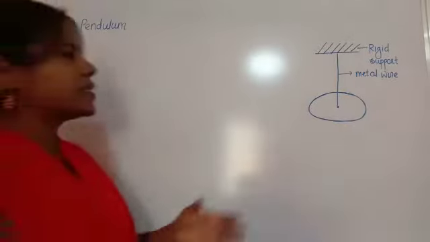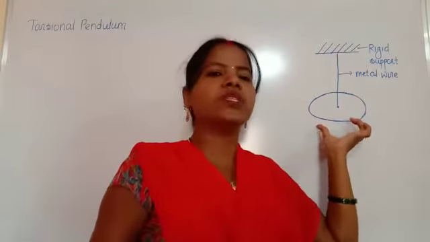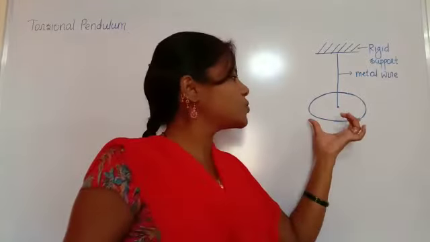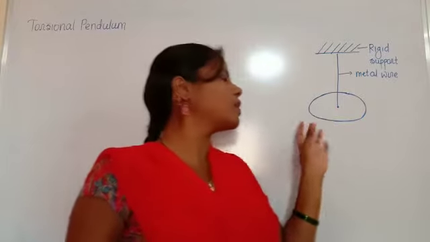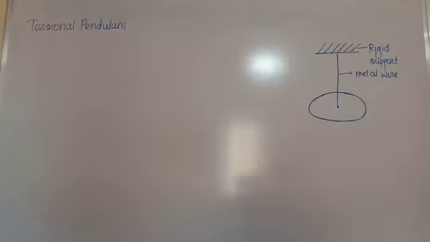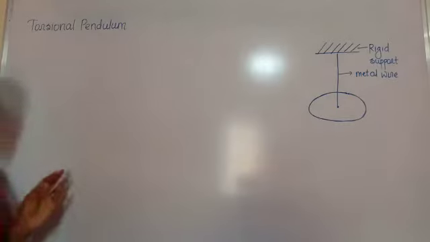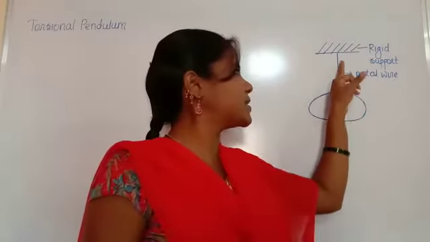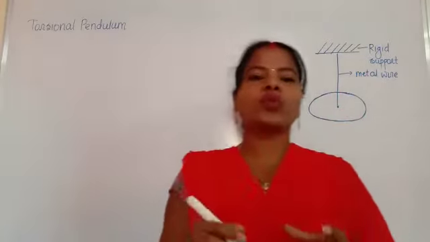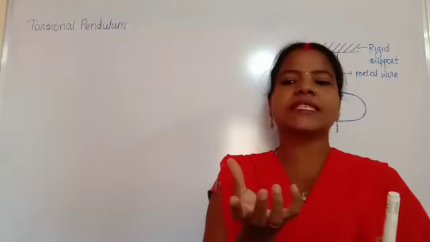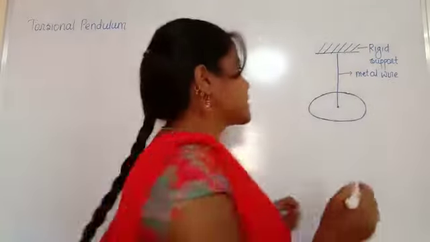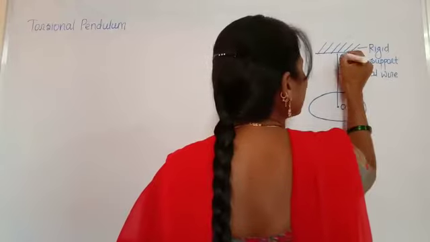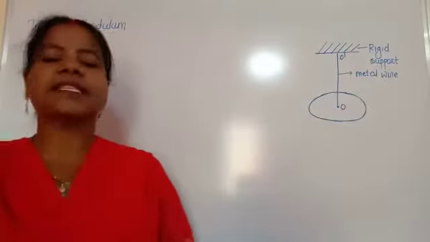Then we apply a small external torque Q on this disc. That means we rotate this disc through a small angle about this axis, the axis O dash of the wire. This axis is O and this is O dash. So it is rotated about its axis.